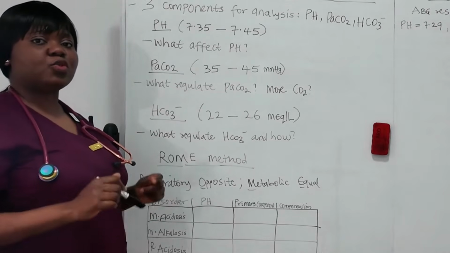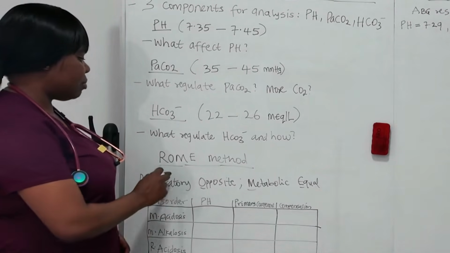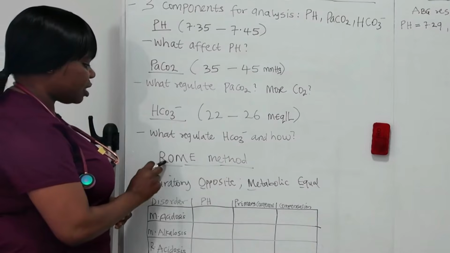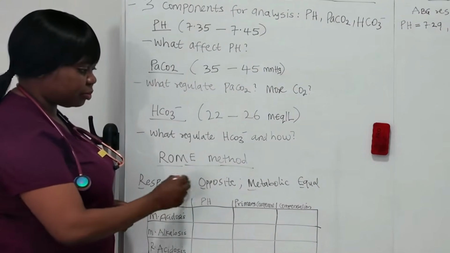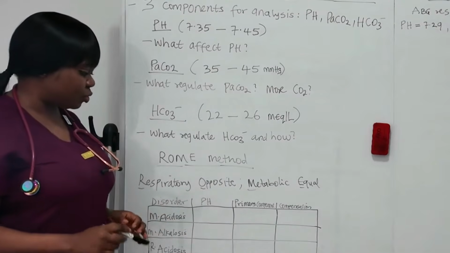Now let's look at the ROME method. So this ROME method means respiratory opposite, that's the RO, and ME means metabolic equal. I'll use this table to analyze it. So let's analyze it together.